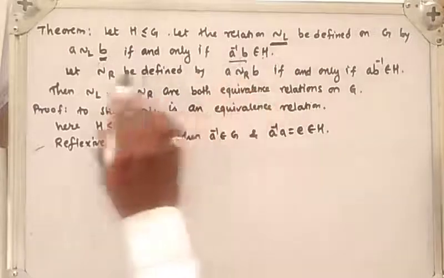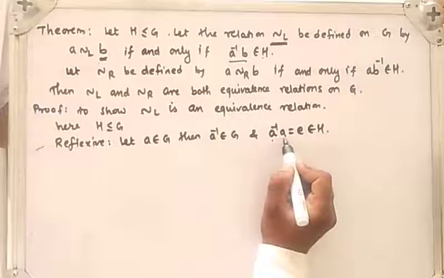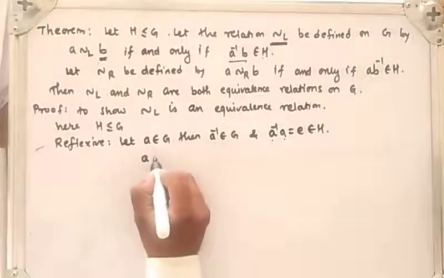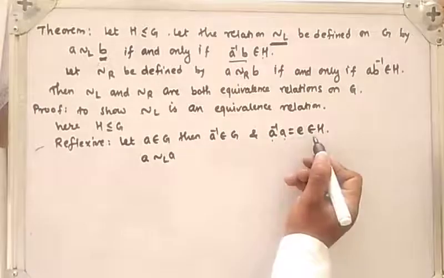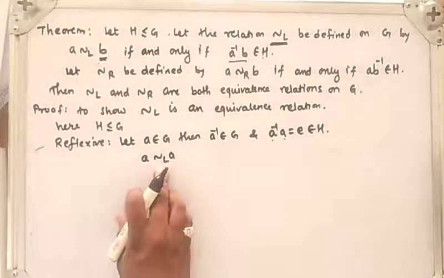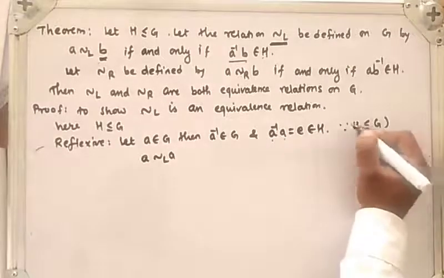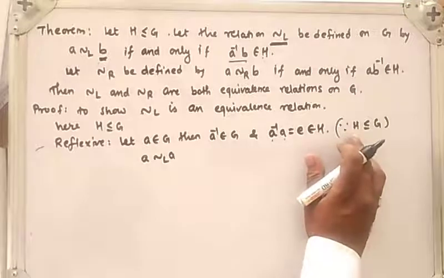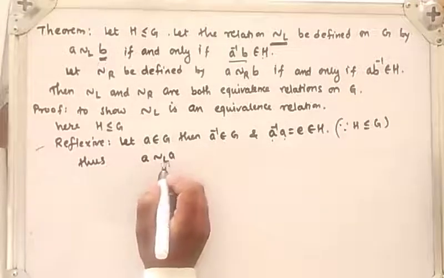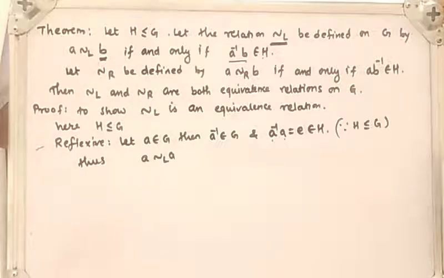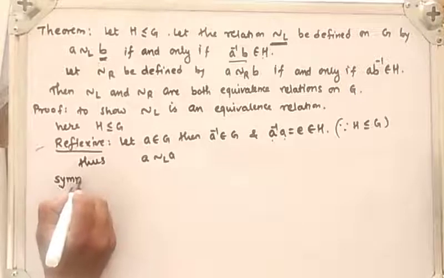So by using this relation, A equivalent to B means A inverse B, and here A inverse A means we write A equivalent to A. A inverse A is equal to identity, which means A equivalent to A. Since H is a subgroup of G and the identity belongs to H, thus A is equivalent to A. Now to show the second condition, symmetric. So this is reflexive, now symmetric.